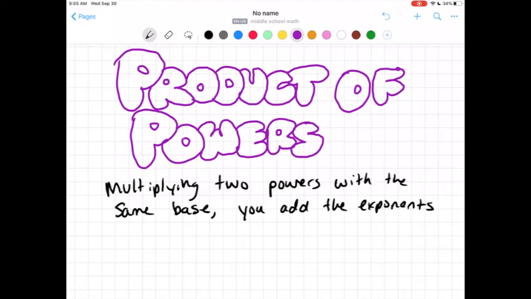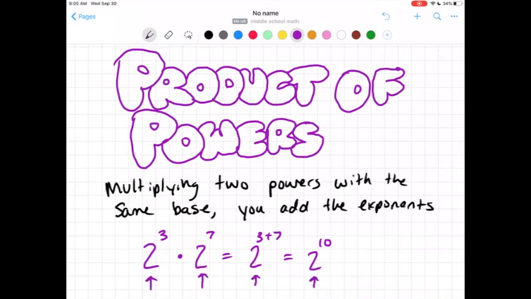So, for example, if you have 2 to the third times 2 to the seventh, that is 2 to the 3 plus 7, which equals 2 to the 10. You can only do that if the bases, and the bases are 2, are the same. If the bases are not the same, you cannot do this power.